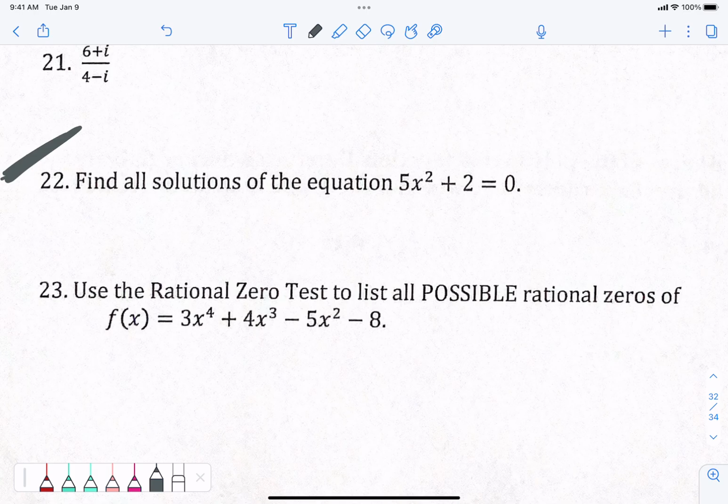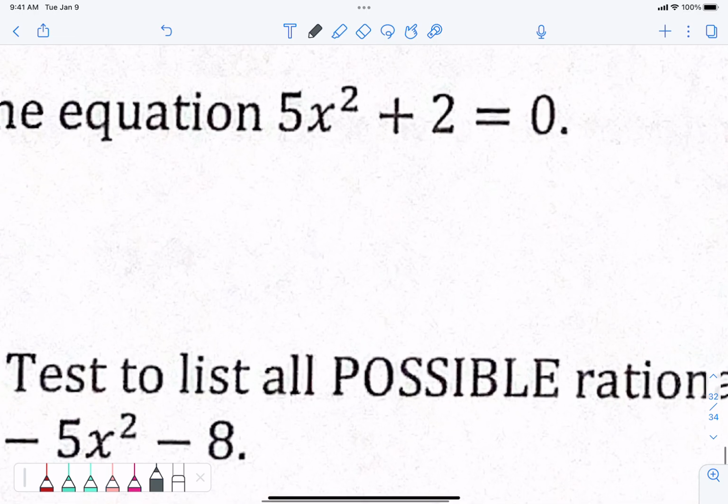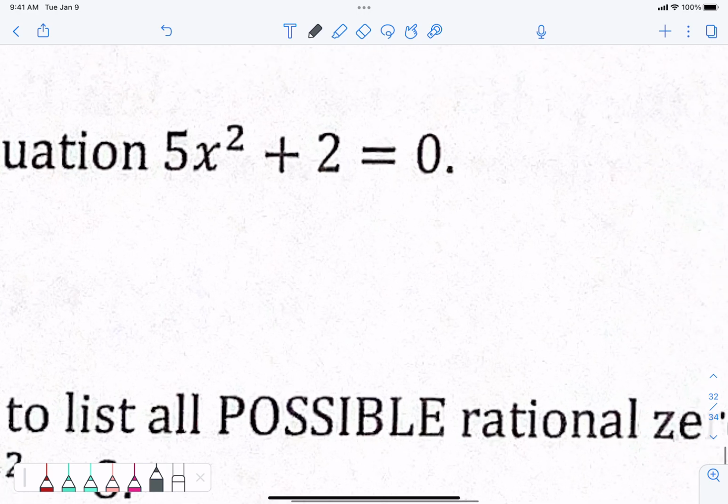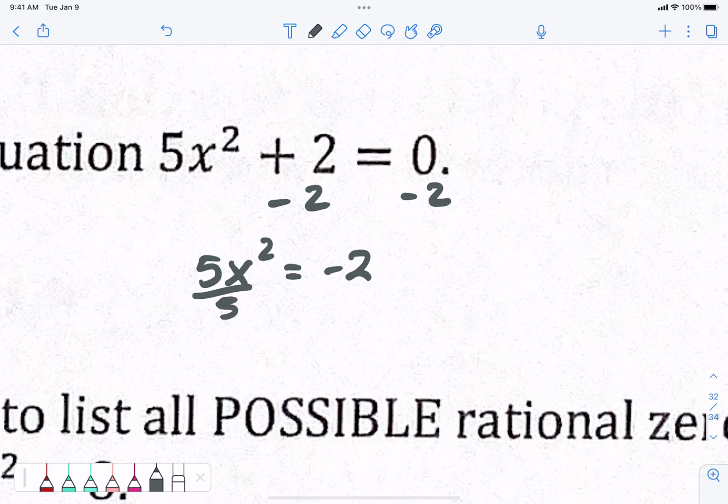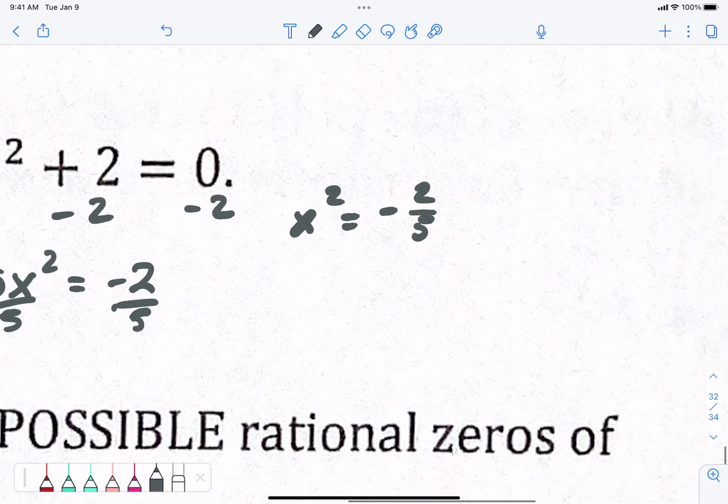Okay, 22, find all solutions of the equation 5x squared plus 2 equals 0. How many solutions should he have? 2. How do we find him? Subtract 2 over. 5x squared equals negative 2. Divide by 5. So x squared equals negative 2/5. Then take the square root.